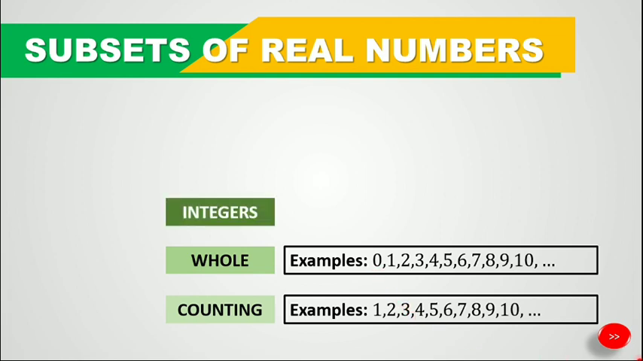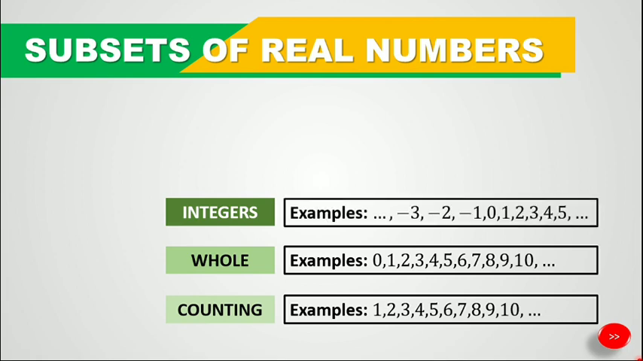Next we have integers. These are the positive and the negative values of the whole numbers. For example, we have 0, 1, 2, 3, 4, 5, 6, dot, dot, dot, and also its counterpart, which are its negatives. So we have -1, -2, -3, dot, dot, dot. So those are the integers, positive and negative numbers. And take note also that 0 is neither positive nor negative.